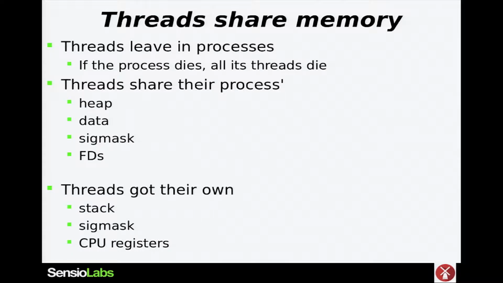As the threads live in the process, if the process dies, all the threads die together with the process, okay? So if you crash your process, you crash every thread which has been popped from this process, okay? And threads share the process heap, data, signal handlers, and file descriptors, and other less important things. But they have their own stack, their own signal mask, and their own CPU register values, okay?